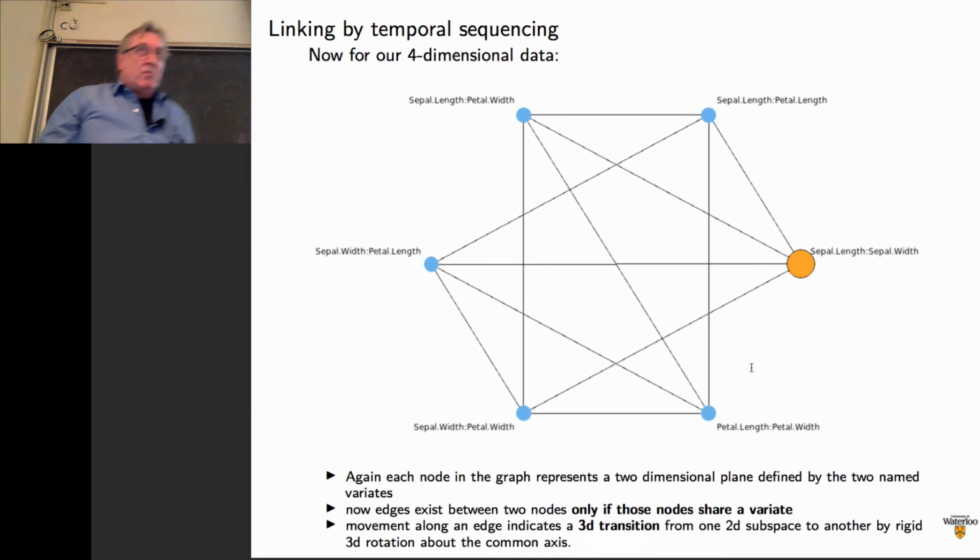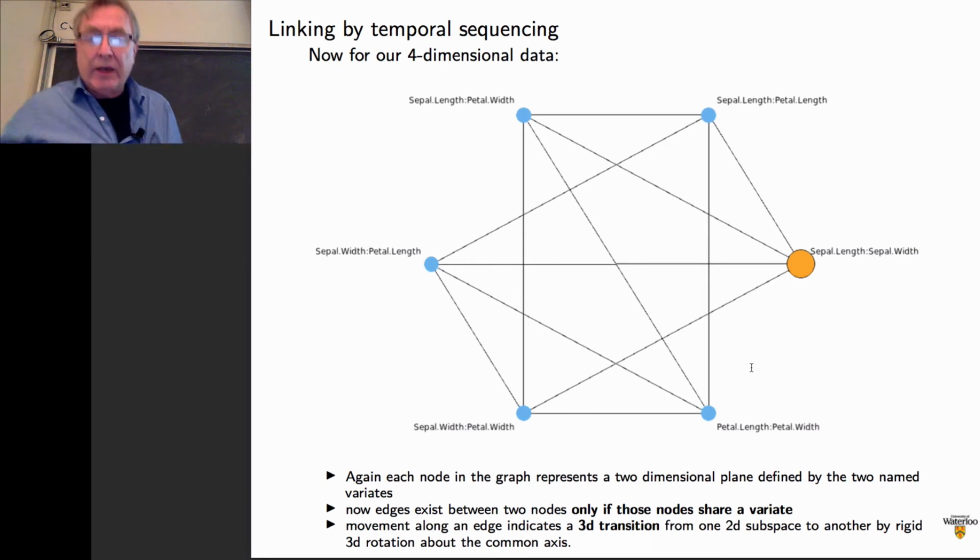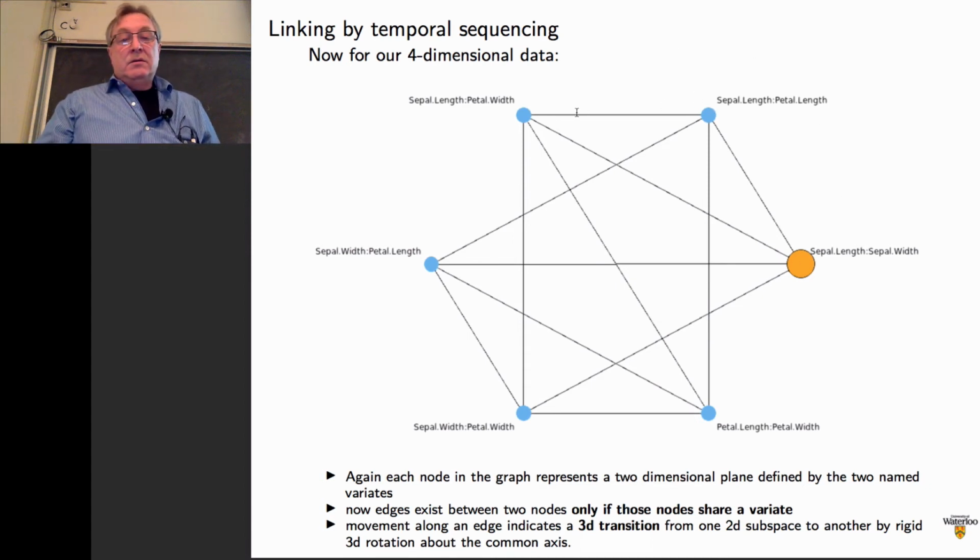And the question is, could we make that more general? And why not? So if we look at all pairs, in this case, we're looking again at the iris data. For our four-dimensional data, every pair of variates appears as a node, and an edge appears between them if they share a variable. So there's no line between these two nodes because there's no variable in common. But along each edge there should be some kind of rotation from one 2D plane into another.